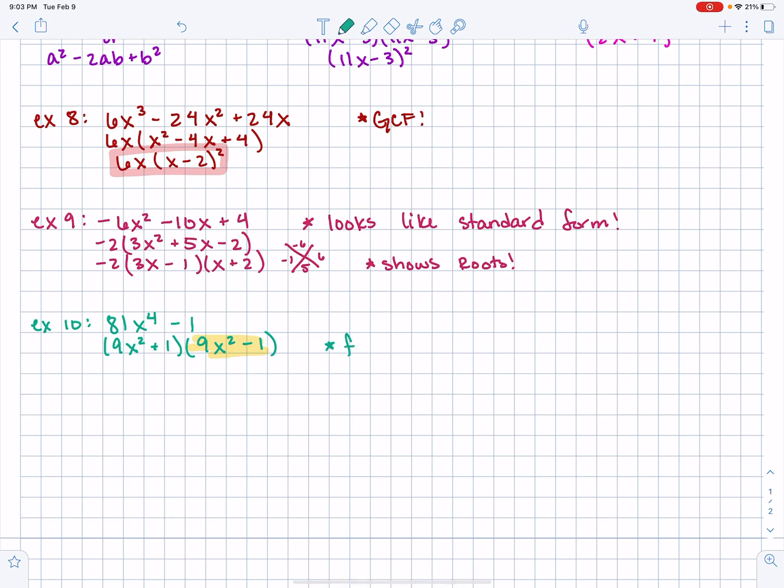So factor completely. Make sure that you keep going. Don't just stop after you factor it once. So we're going to drop this part down here: 9x squared plus 1 times 3x plus 1 times 3x minus 1. And now you are factored completely.